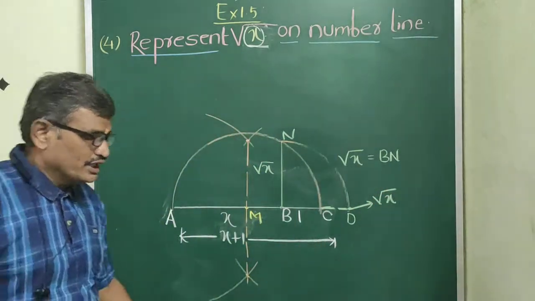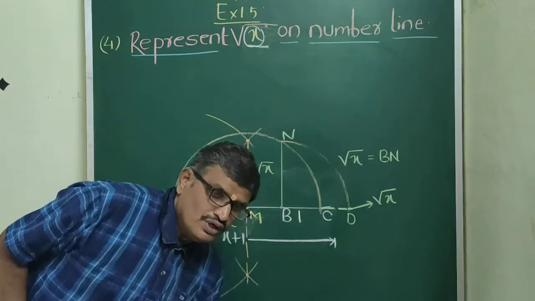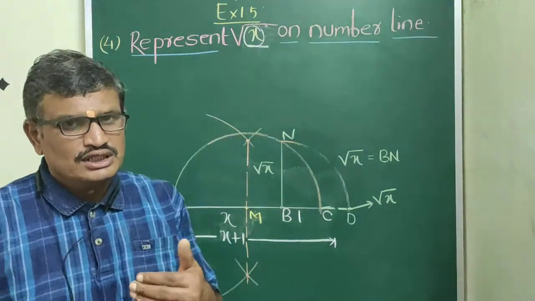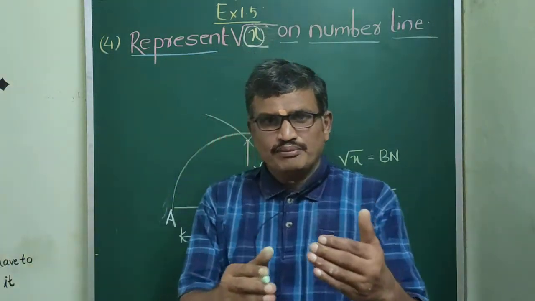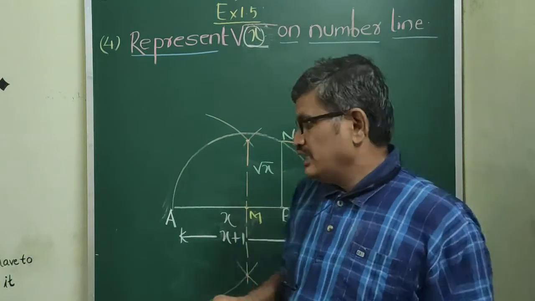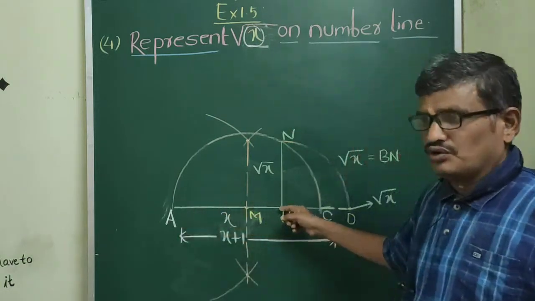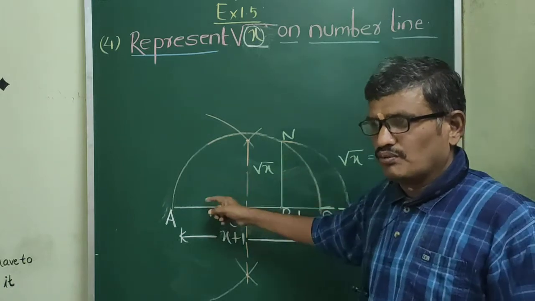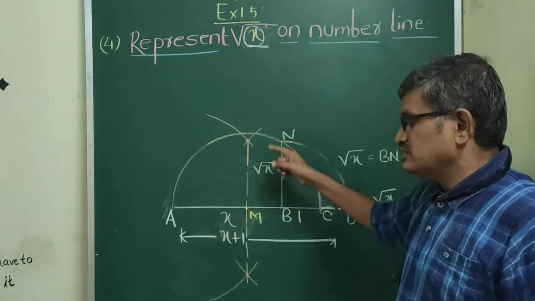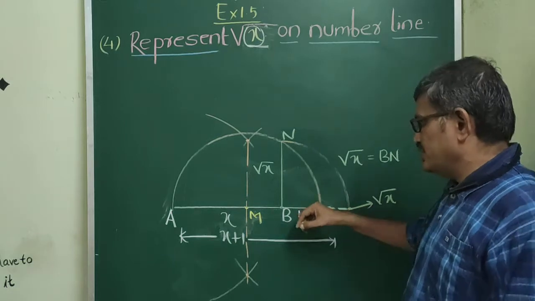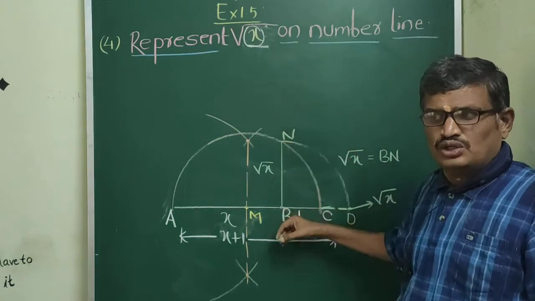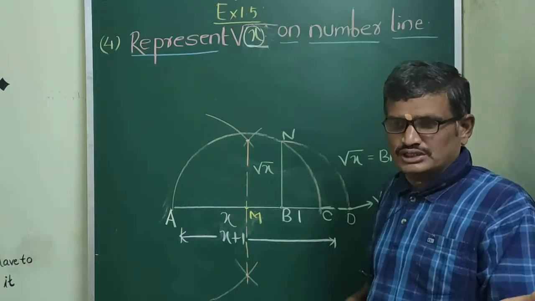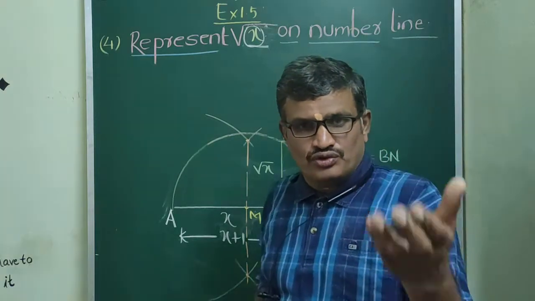Now I will tell you one idea. If you want to check whether the answer is right or wrong, take perfect square numbers. Say you take AB as 4, then extend it by 1 more centimeter, it will become 4 plus 1. Then the same method you follow, you should get the length of BN as 2, because you know that the square root of 4 is 2.